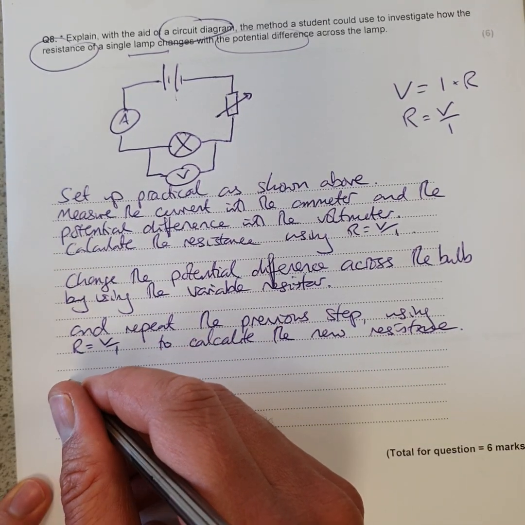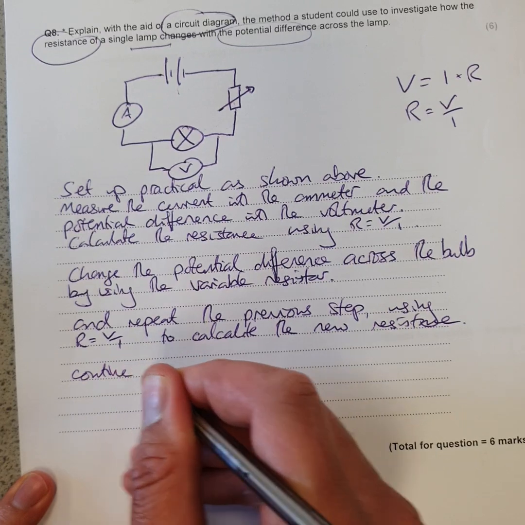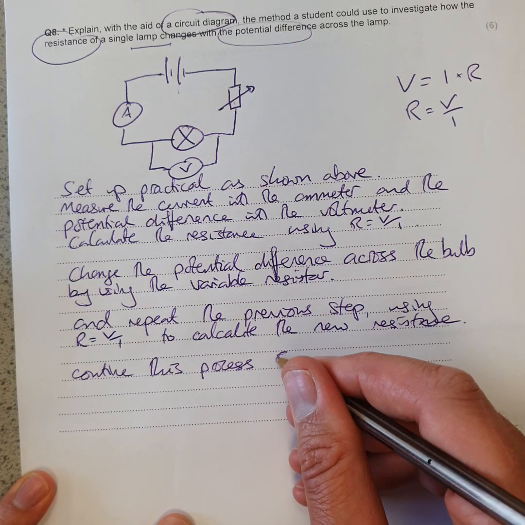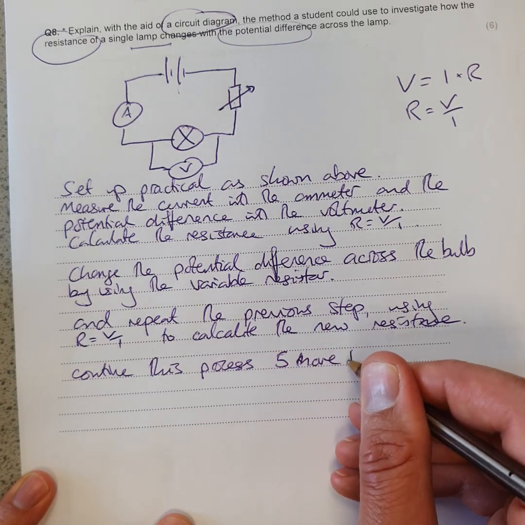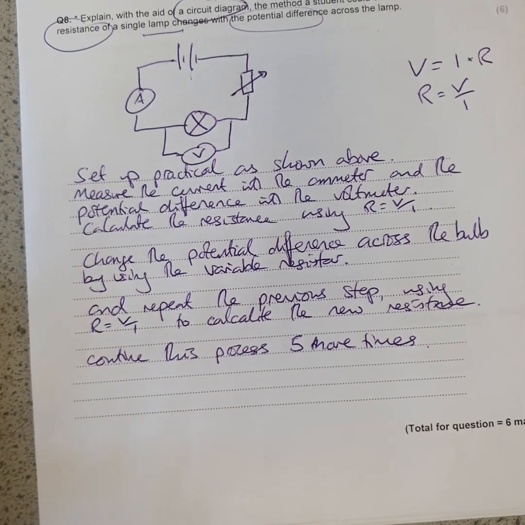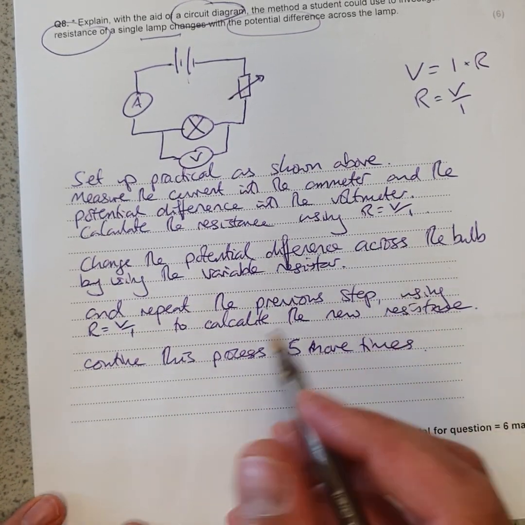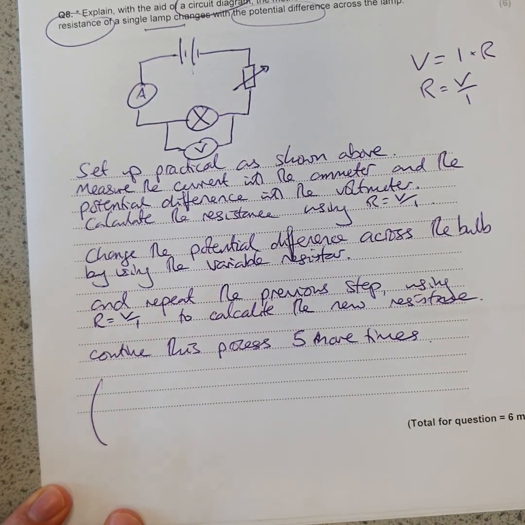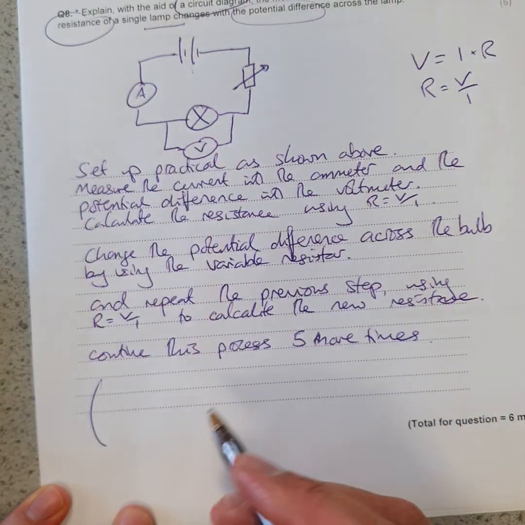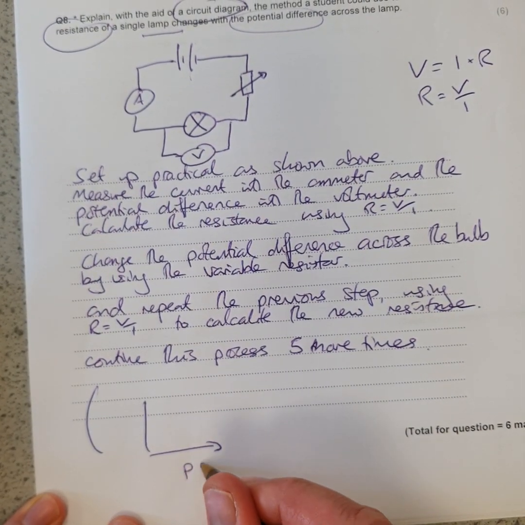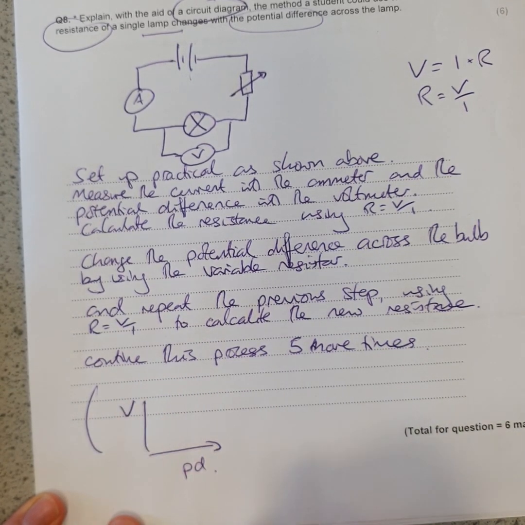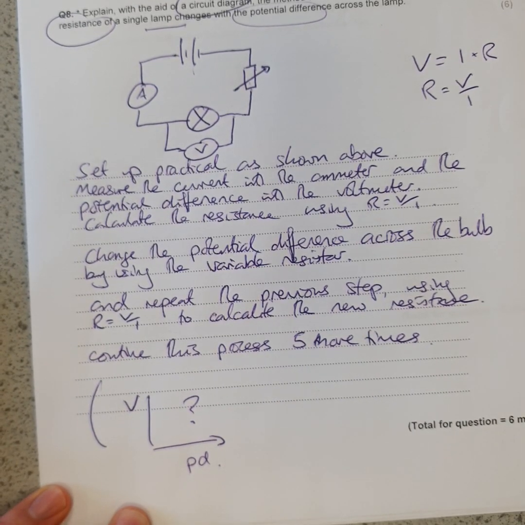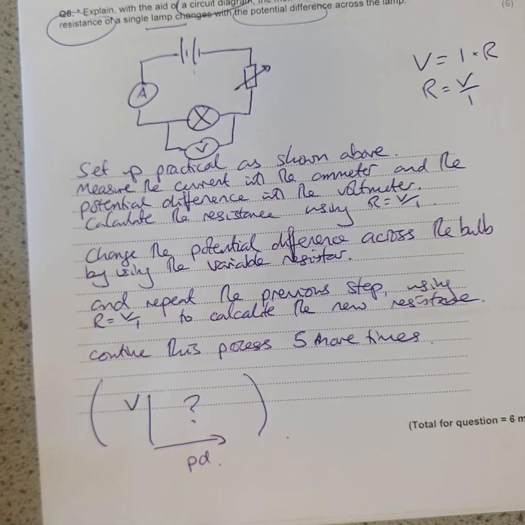And then we could go on to say, continue this process. Let's go for 5 more times. Another way to do it, instead of calculating resistance each time, you could have said something along the lines of, we're asked to do resistance against the bulb, so we could have plotted a graph of potential difference against the voltage like that. And whatever our results would be here will clearly show us the pattern about what's going on. So you could have explained it in terms of that way as well.